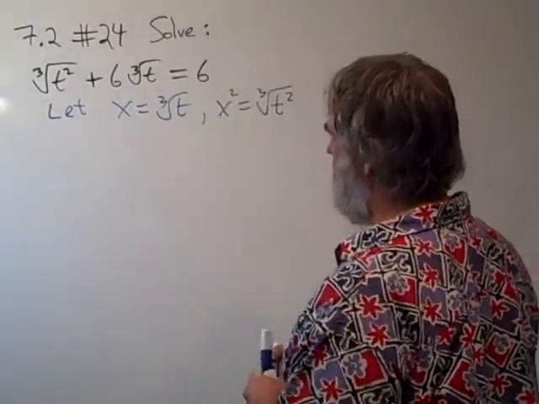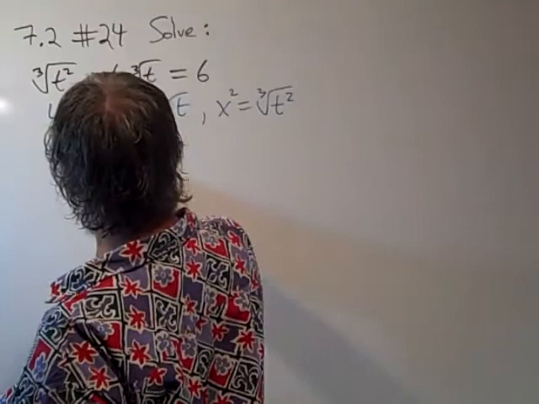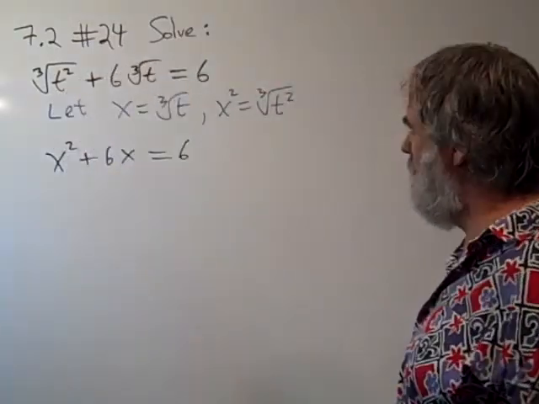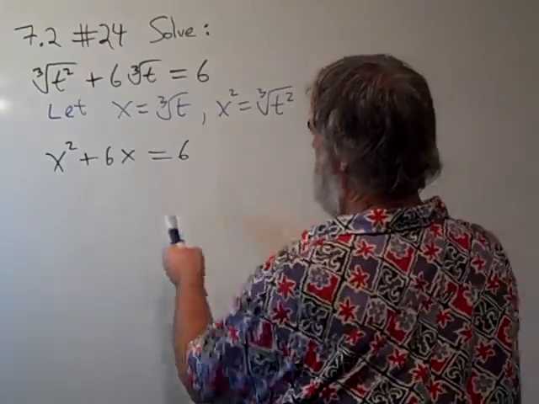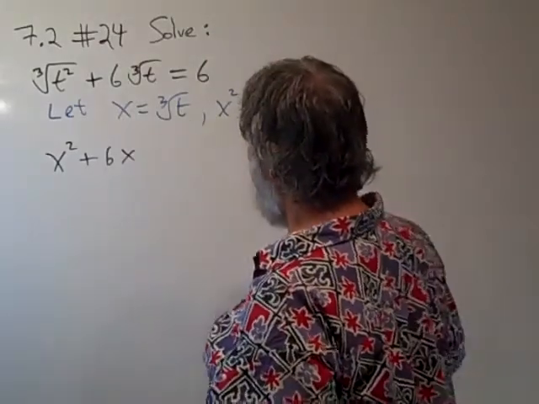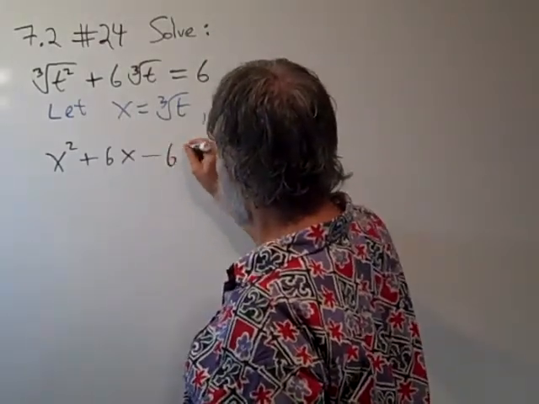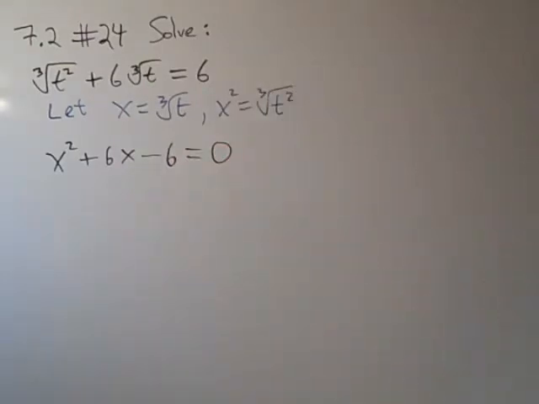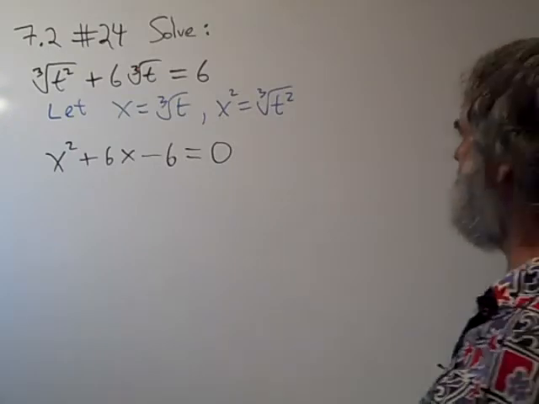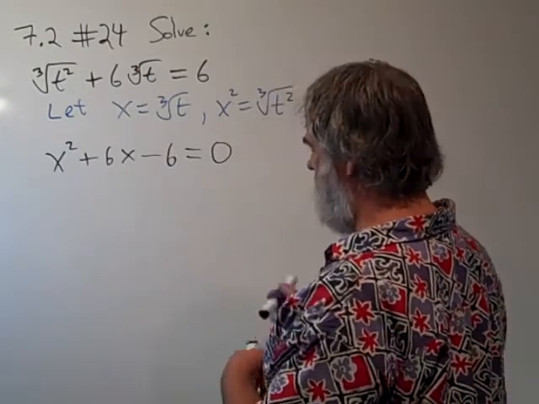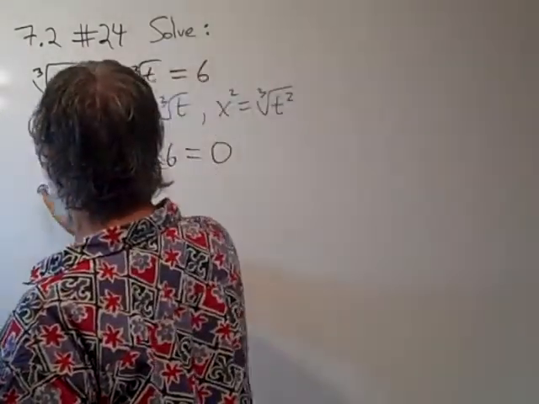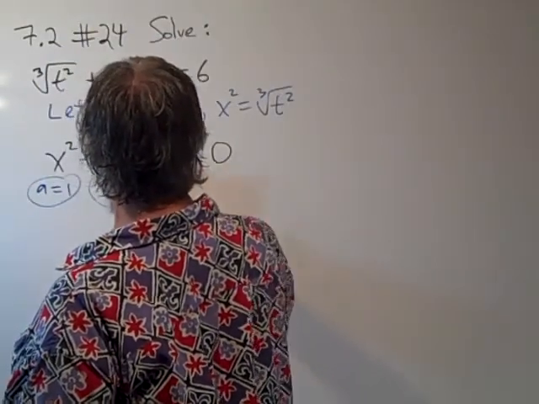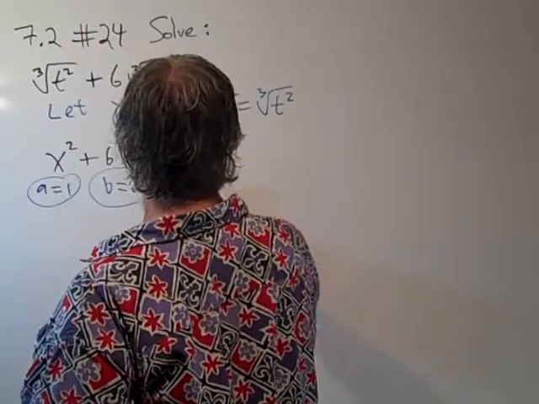The above equation then becomes x squared plus 6x equals 6. And if we subtract 6 from both sides of the equation, we get x squared plus 6x minus 6 equals 0. We can use the quadratic formula on this one. Here a is equal to 1, b equals 6, and c equals negative 6.